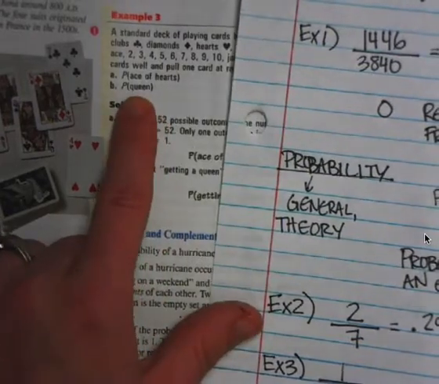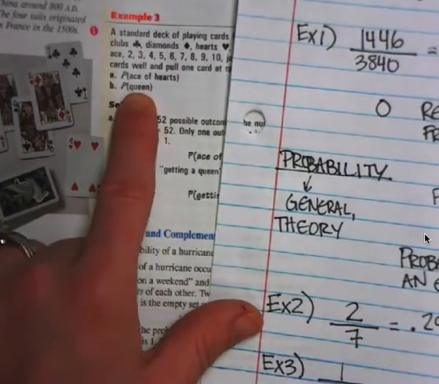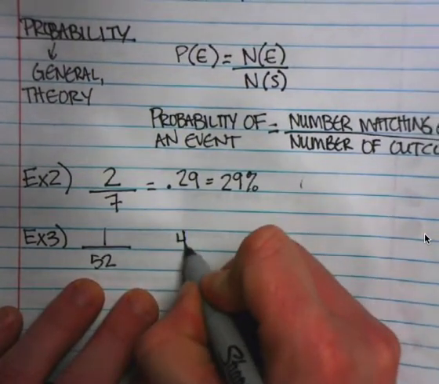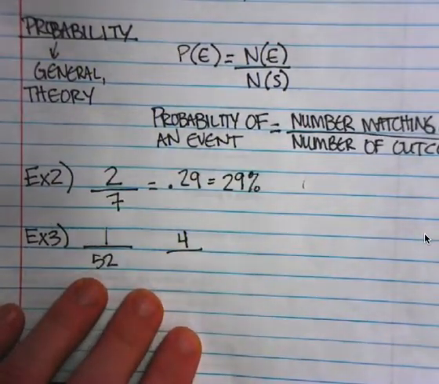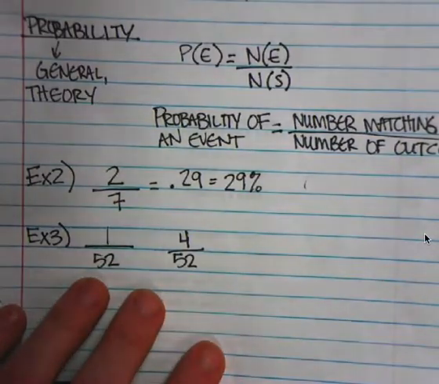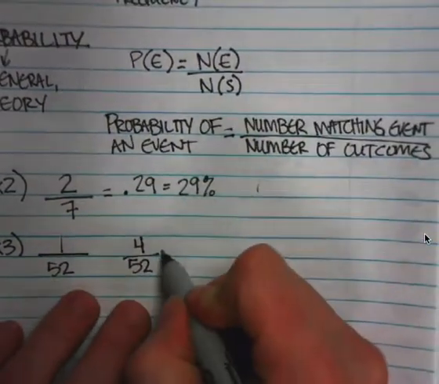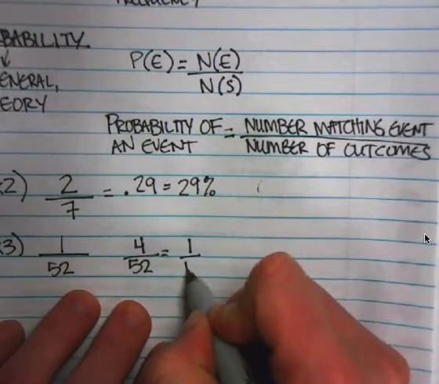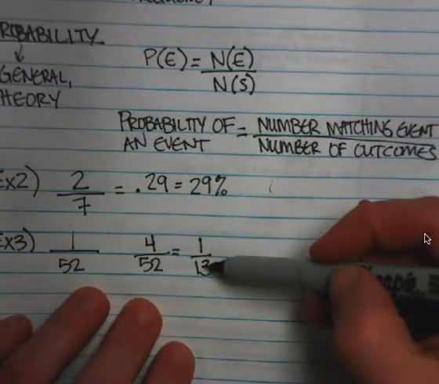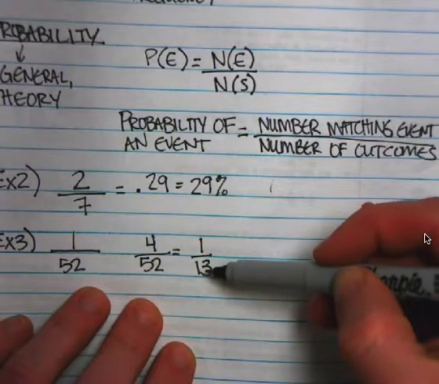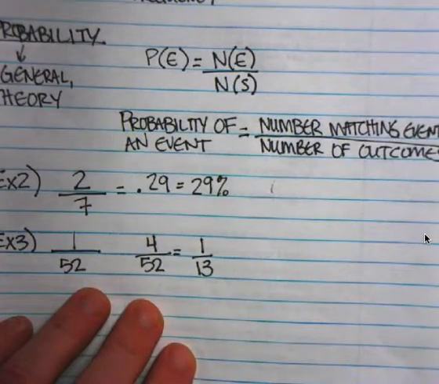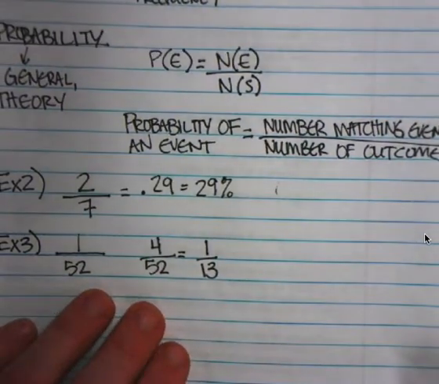Okay, part B, what is the probability of drawing a queen? Well, there are 4 queens. Still 52 cards. I could reduce this, simplify this into 1 over 13. And that makes sense because 1 out of every 13 cards should be a queen. 1 out of every suit, which a suit is a total of 13 cards. So I think that makes sense.